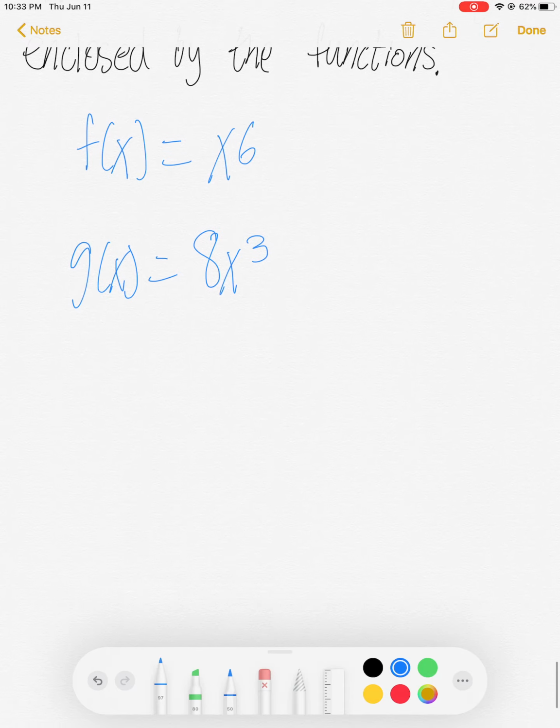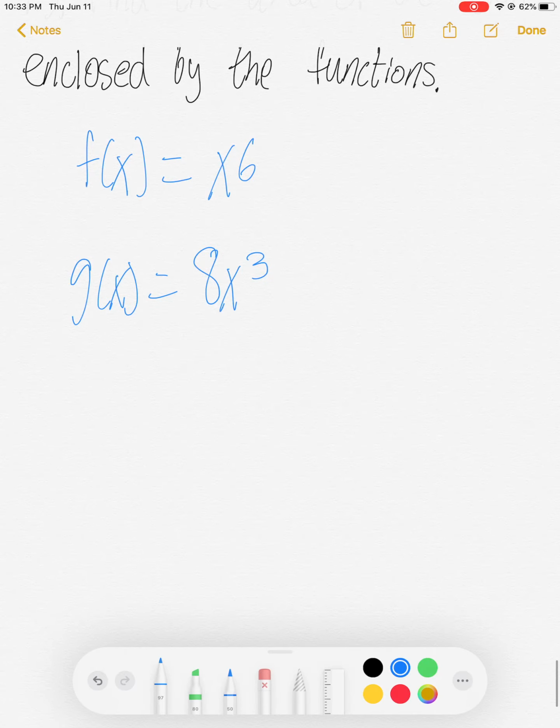They call them both y, but I'm going to give them names so that they're easier to talk about. So I'm going to call f of x, x to the 6th, and g of x, 8x cubed.